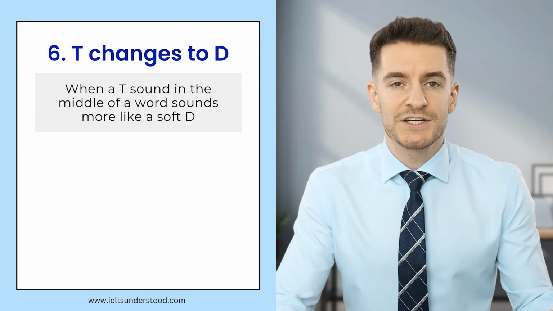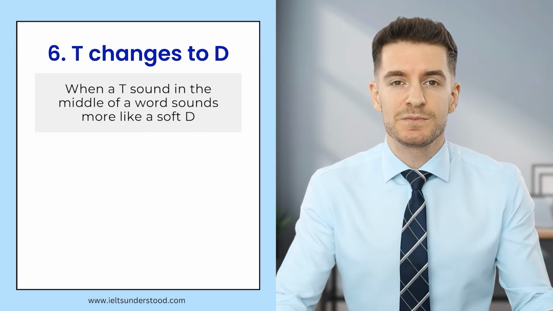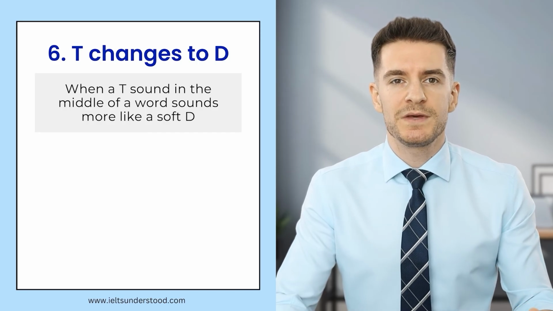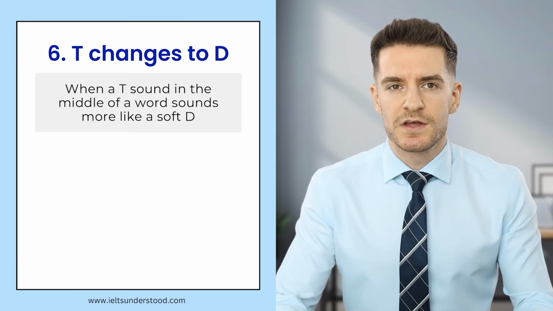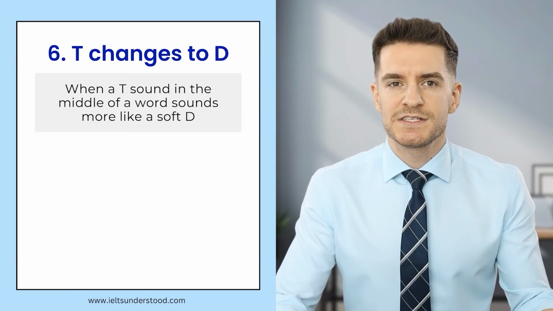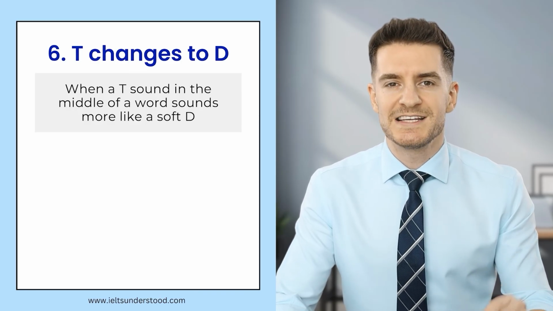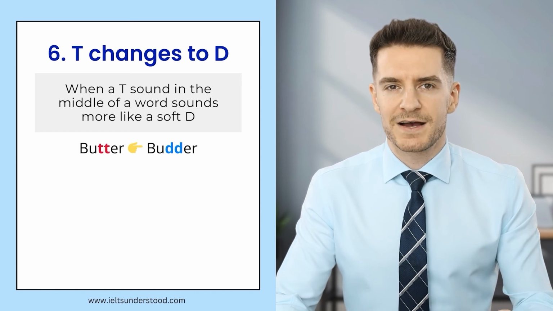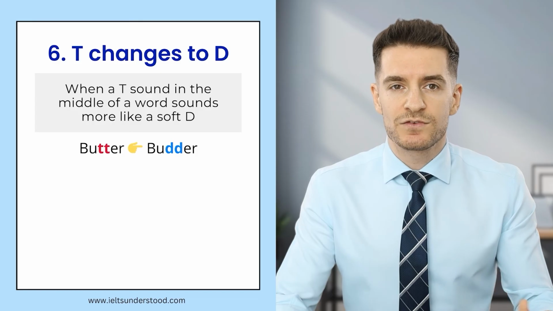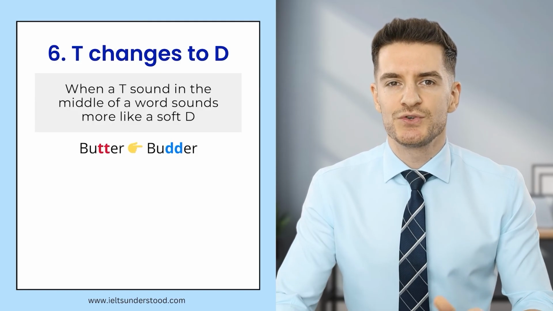Okay, let's look at the bonus tip to improve your pronunciation and sound more natural. And this is also going to help you to understand native speakers as well. So this final tip is that sometimes a T sound can change to a D sound. So for example, when a T sound is in the middle of a word, sometimes it might sound more like a soft D sound. Let me give you an example. Butter. Well, in an Australian accent, we would say "budder." That T sound changes to a D.